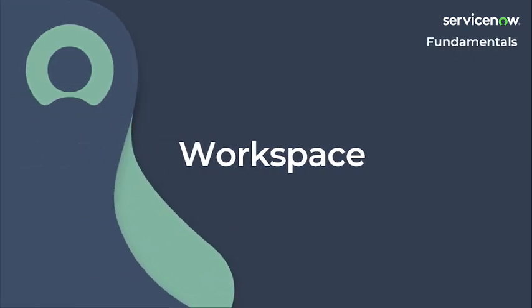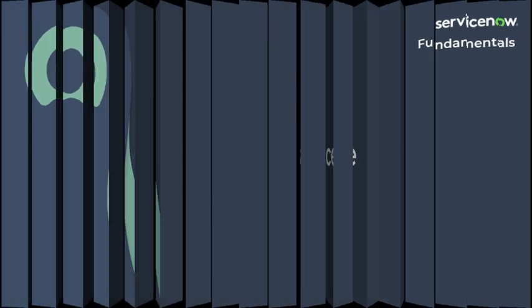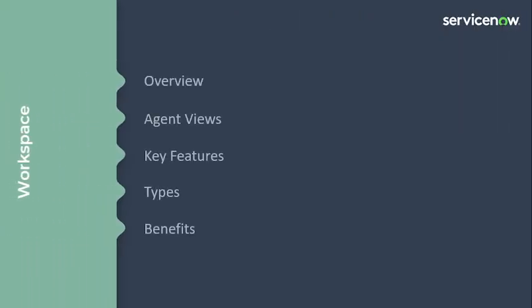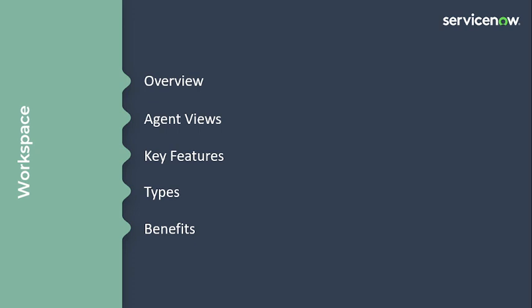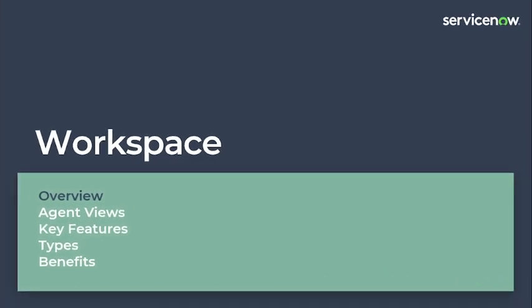In my last video, I explained the App Engine Studio, which includes overview, tools, pillars, phases, and application scope. In this video, I will explain the workspace, which includes overview, agent views, key features, types, and benefits. So let's start with the overview of workspace.